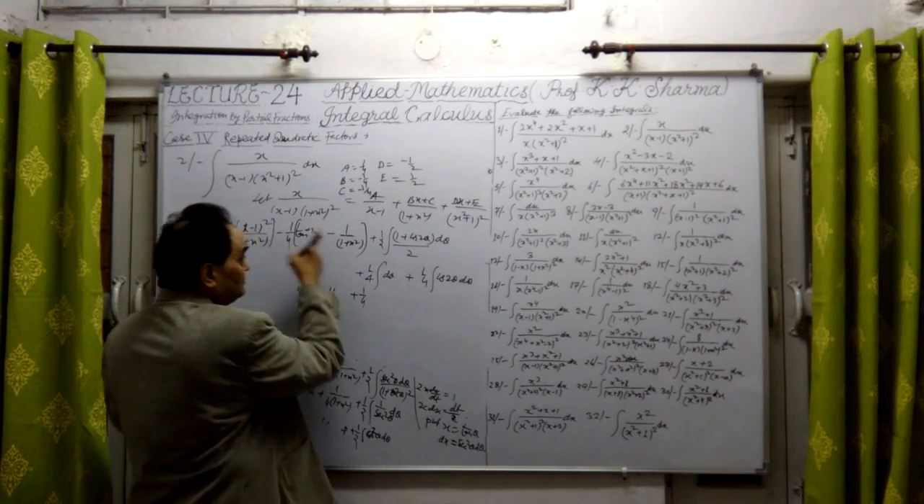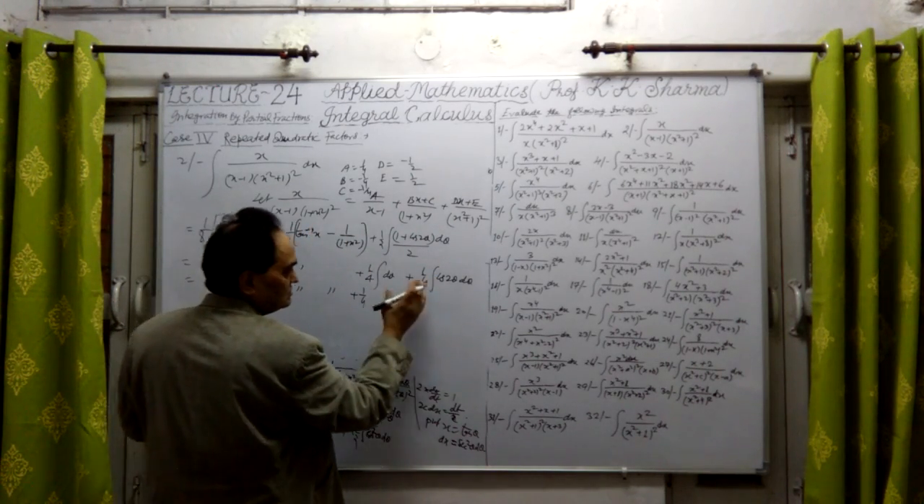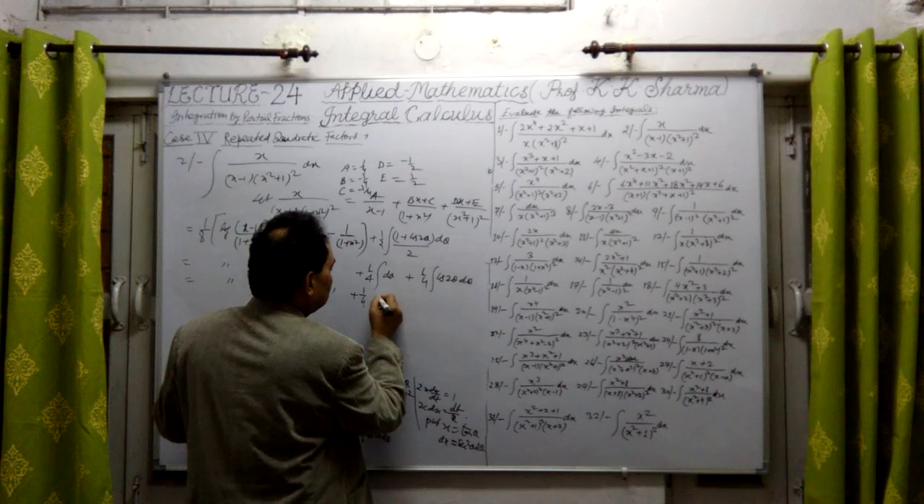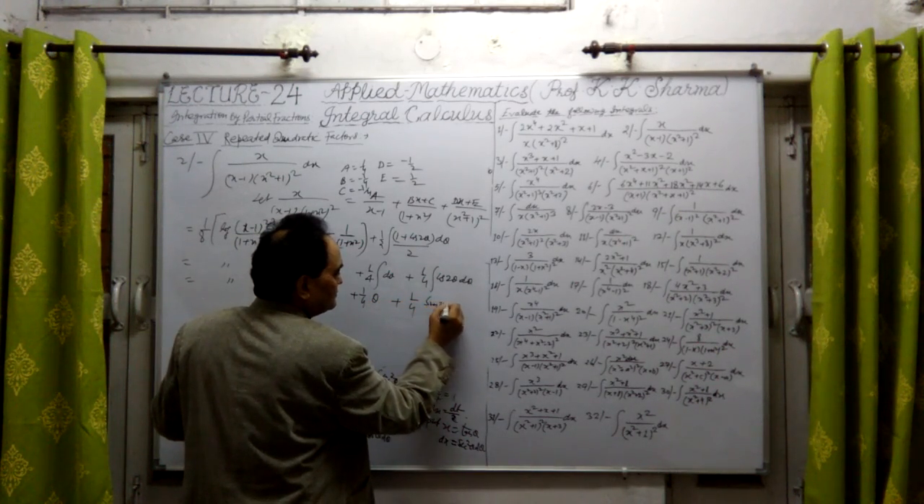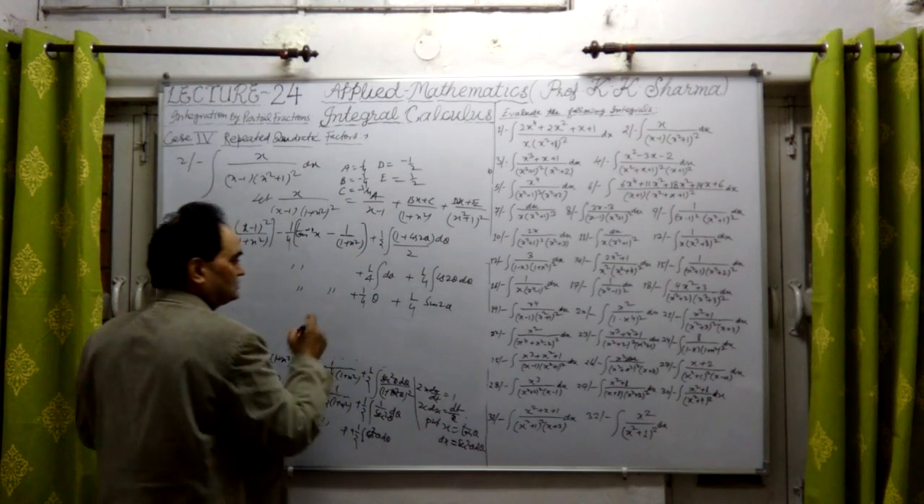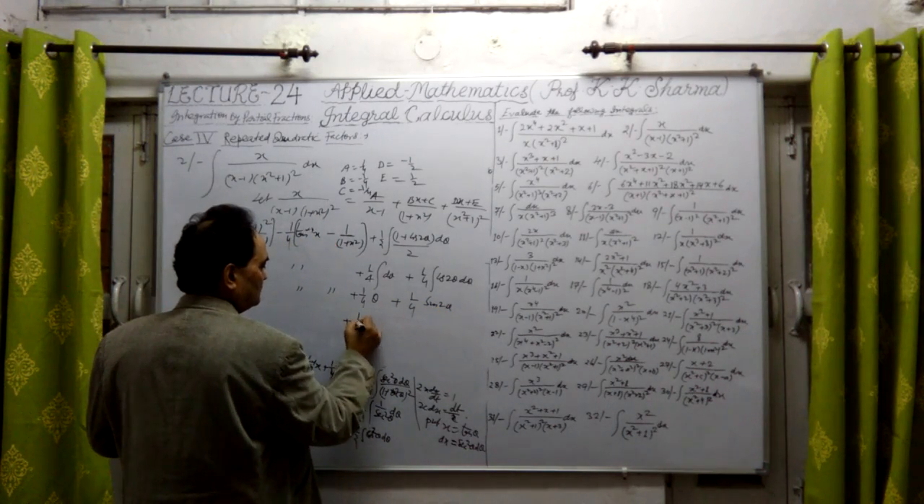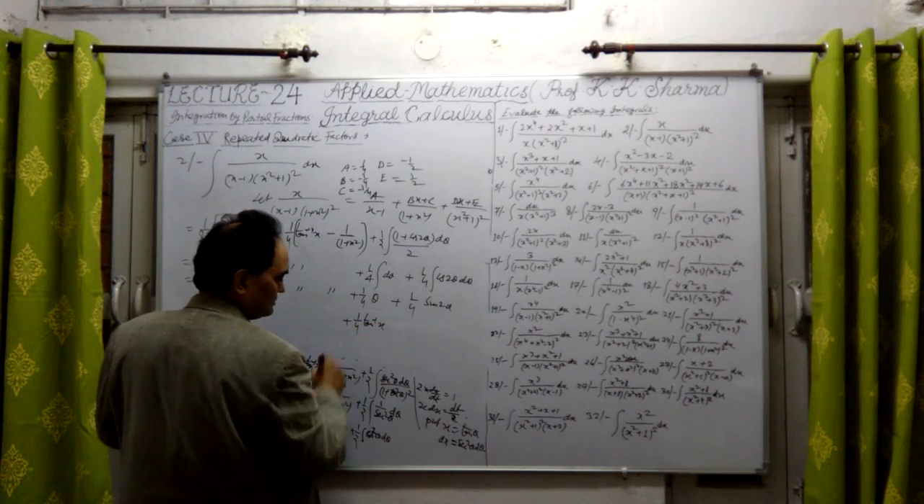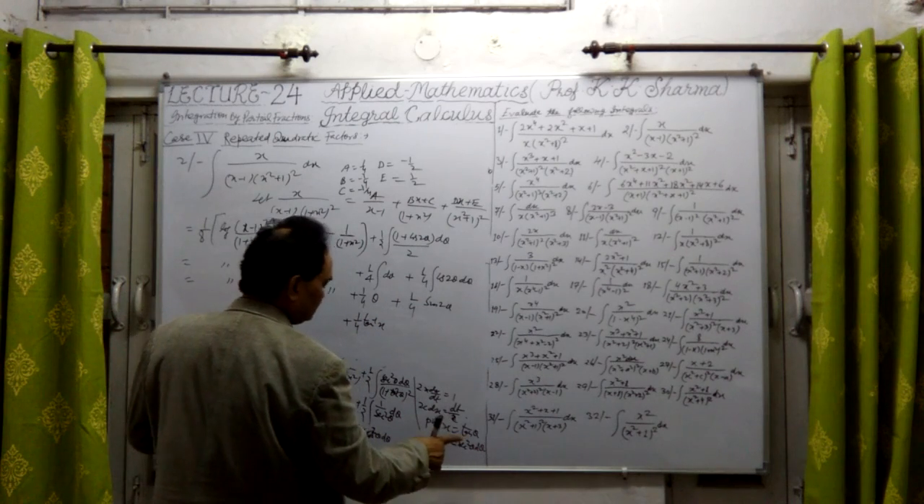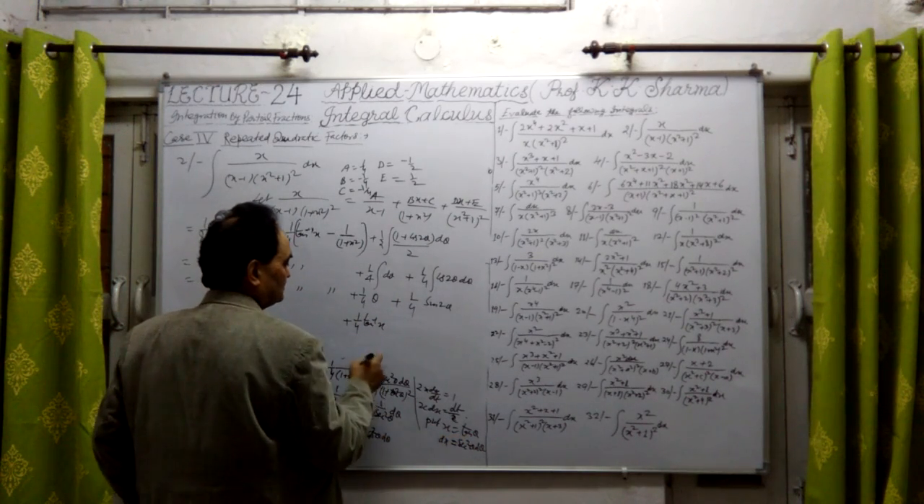Everything is repeated, only the last two sections we are doing. This is theta only plus 1/4 sine 2 theta integration. So sine 2 theta is again integrated. This is 1/4 tan inverse x. Why tan inverse x? Because theta becomes x, x equals tan theta, so theta equals tan inverse x.